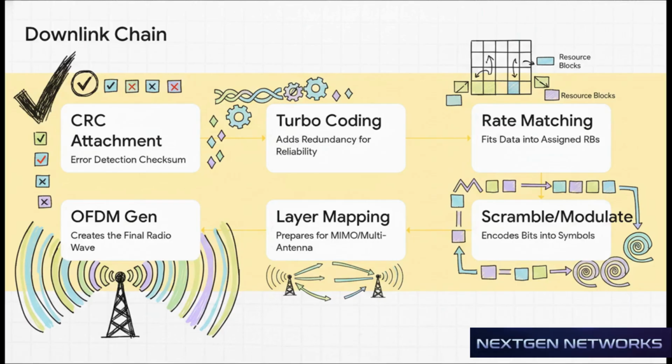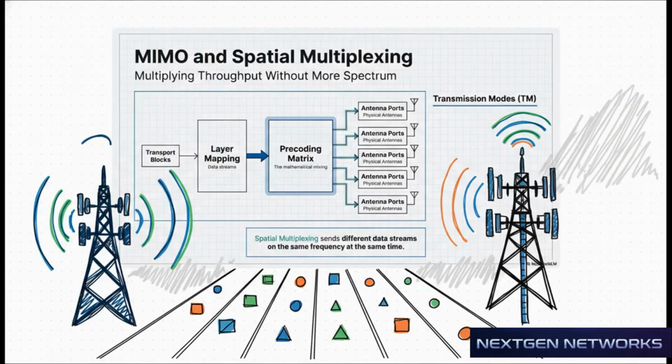Then it's scrambled to avoid interference and modulated, which is where the simple ones and zeros get turned into more complex symbols that carry way more information. Layer mapping gets it ready for multiple antennas, and finally, the whole thing is used to generate the OFDM signal, the actual radio wave.